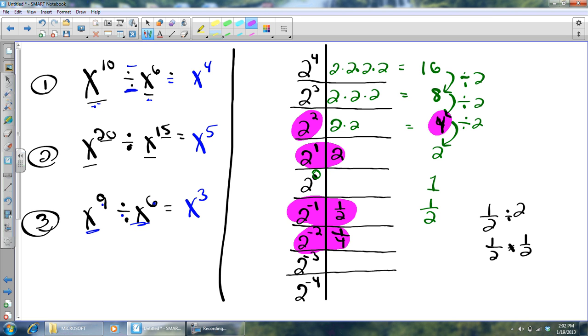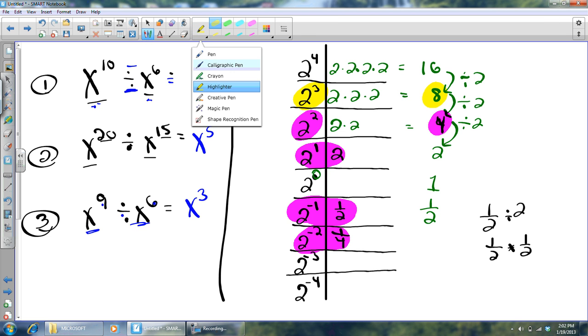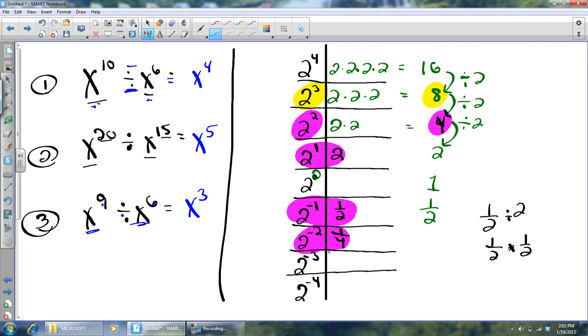2 to the third is 8. 2 to the negative third must be 1 over 8. 2 to the fourth was 16. 2 to the negative fourth must be 1 over 16. So you see I use the reciprocal. When I have a negative exponent, I use the reciprocal.